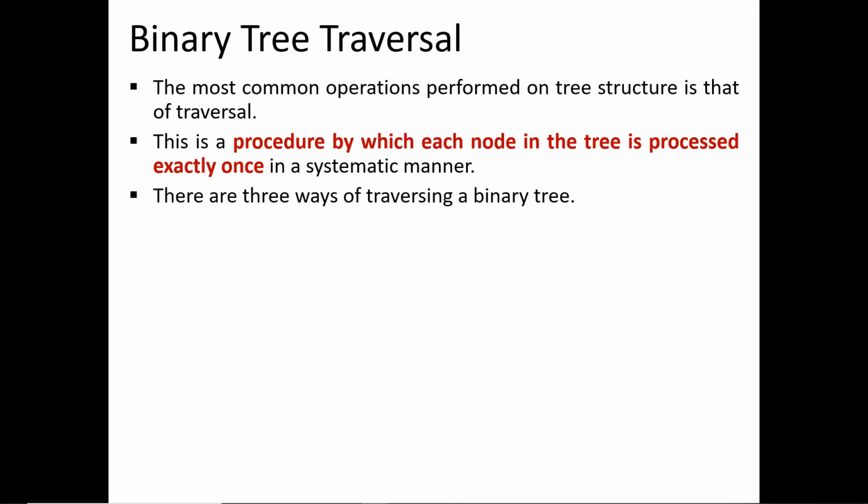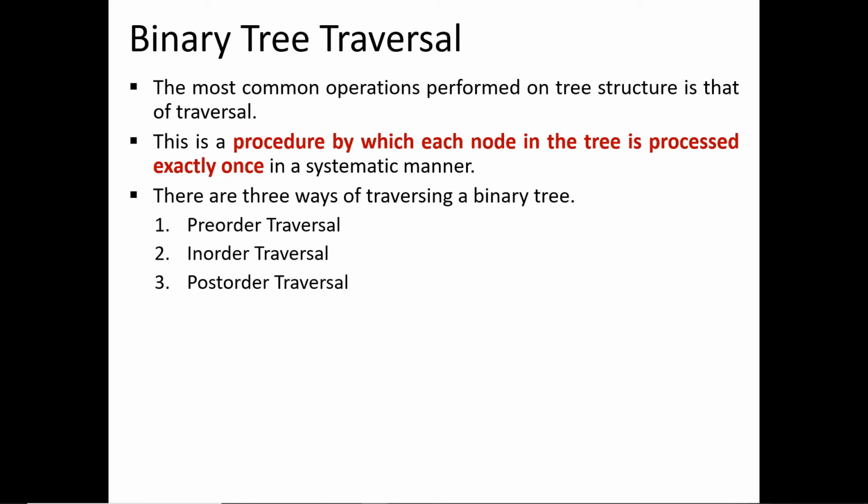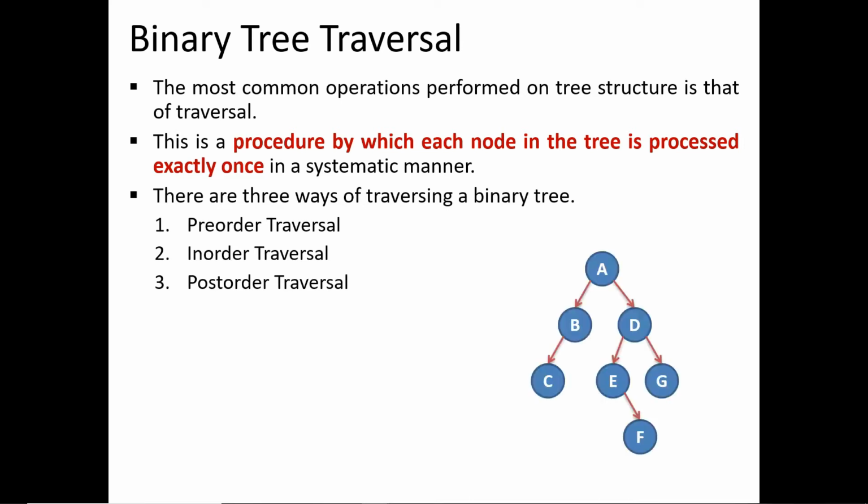There are three ways of traversing a binary tree. First is pre-order traversal, second is in-order traversal, and third one is post-order traversal. So, suppose this is the tree in which we have to visit each and every node, that is A, B, C, D, E, F, and G at least one time, right? This is called binary tree traversal.